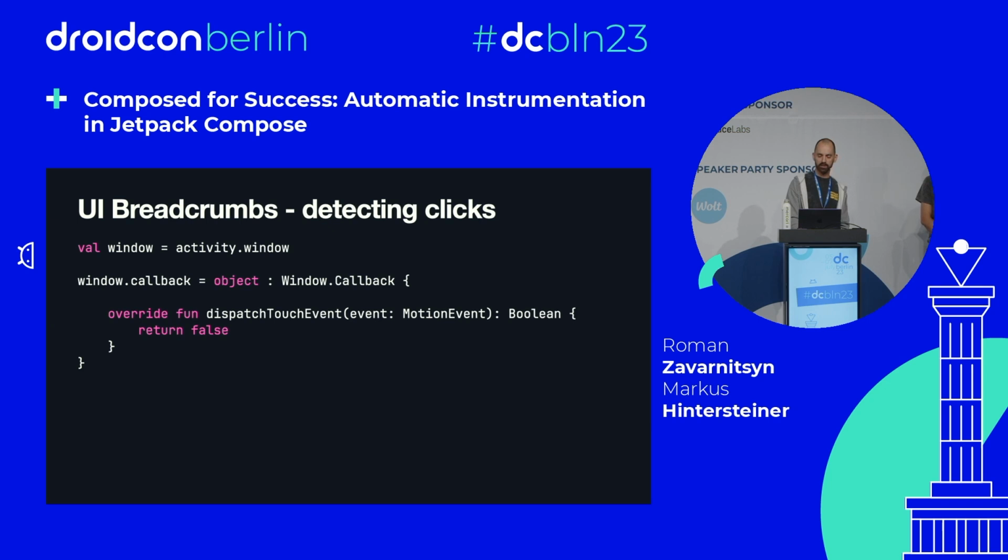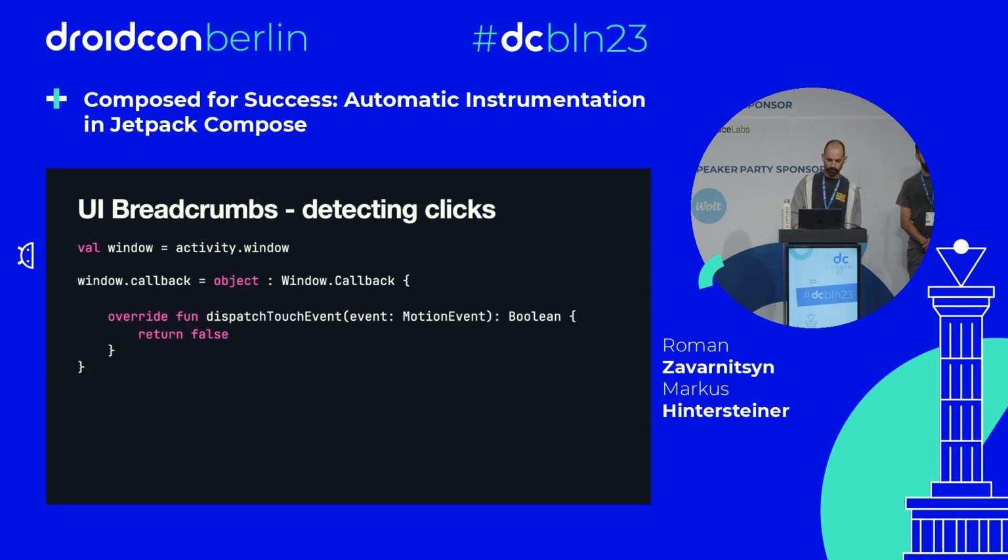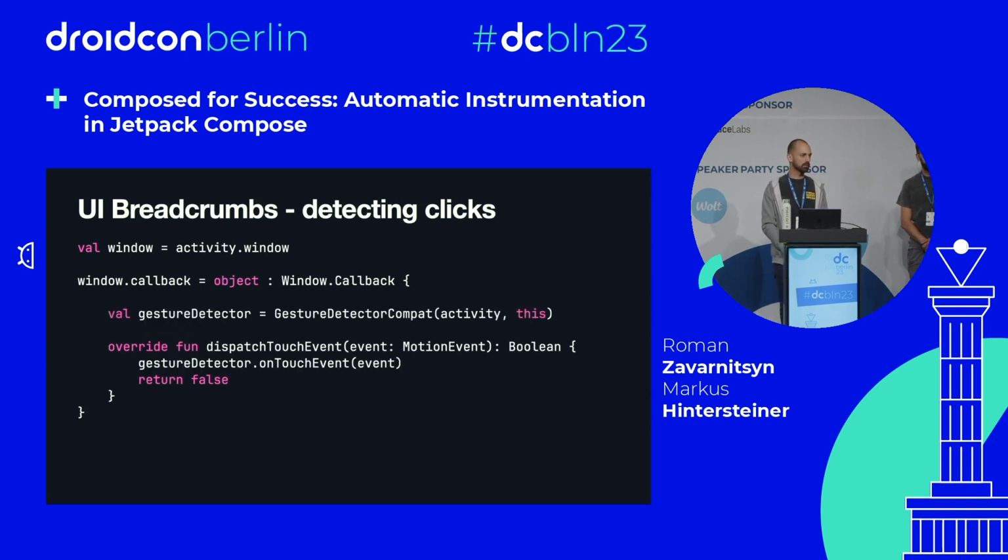Funnily enough, there is a callback that has existed since API level 1 that you can use, and the callback in question is the Window.Callback. You can set this callback, you retrieve the window via the activity, and then you have the dispatchTouchEvent method, and you can consume any motion event being forwarded to your window. So that's a good start. Then we can simply tie in a gesture detector to actually detect clicks. The same, of course, works for scrolls and swipes, but to keep it simple, I'm focusing on clicks.